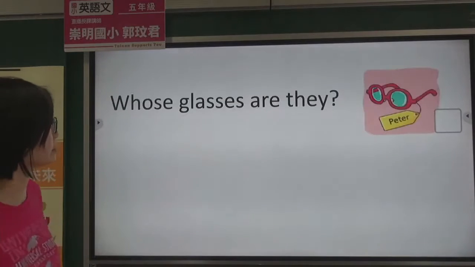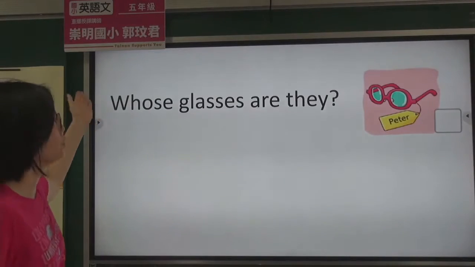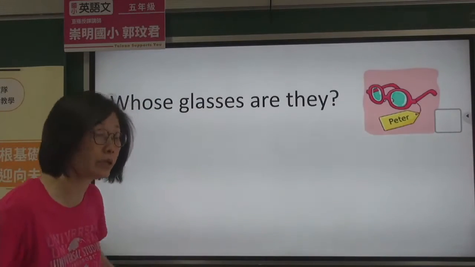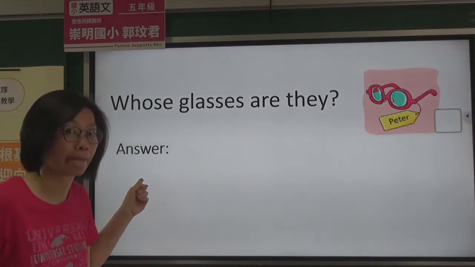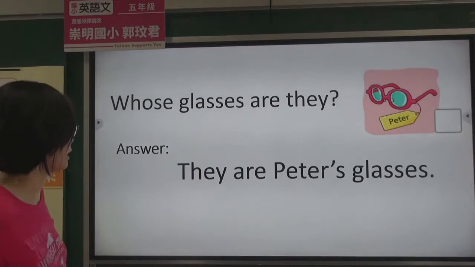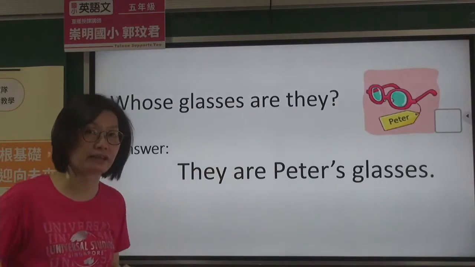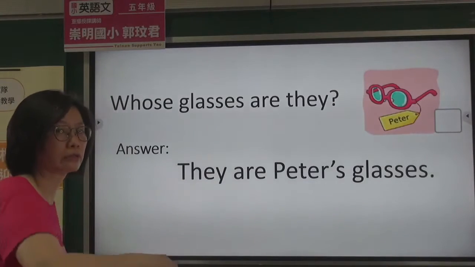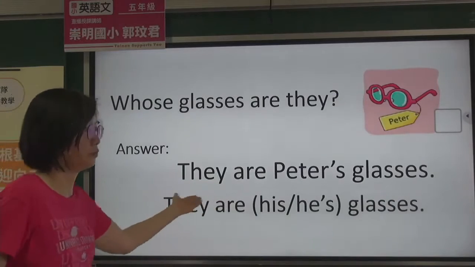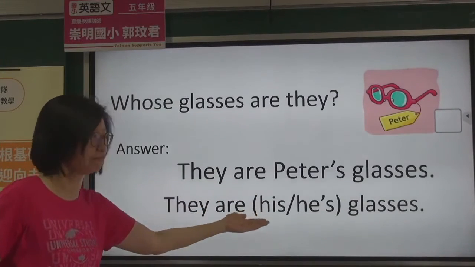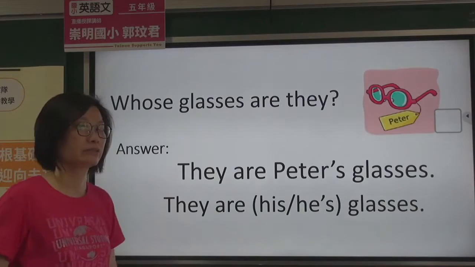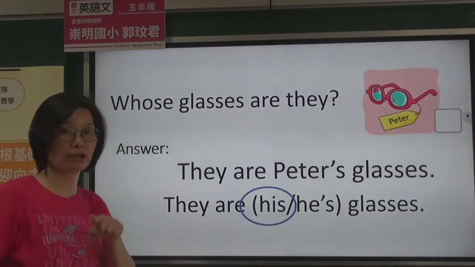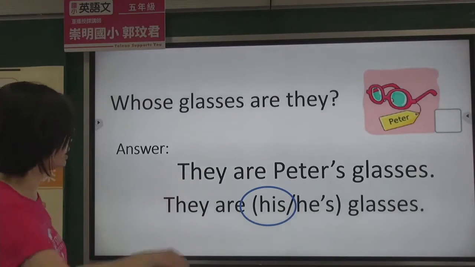All right. Next. The question is, whose glasses are they, or whose glasses are these? Remember? And then what is the answer? Okay, they are Peter's glasses. Very good. And what else can we say? They are, which one? Which his? They are, okay, that's right. His glasses. Are you right? Okay, very good.